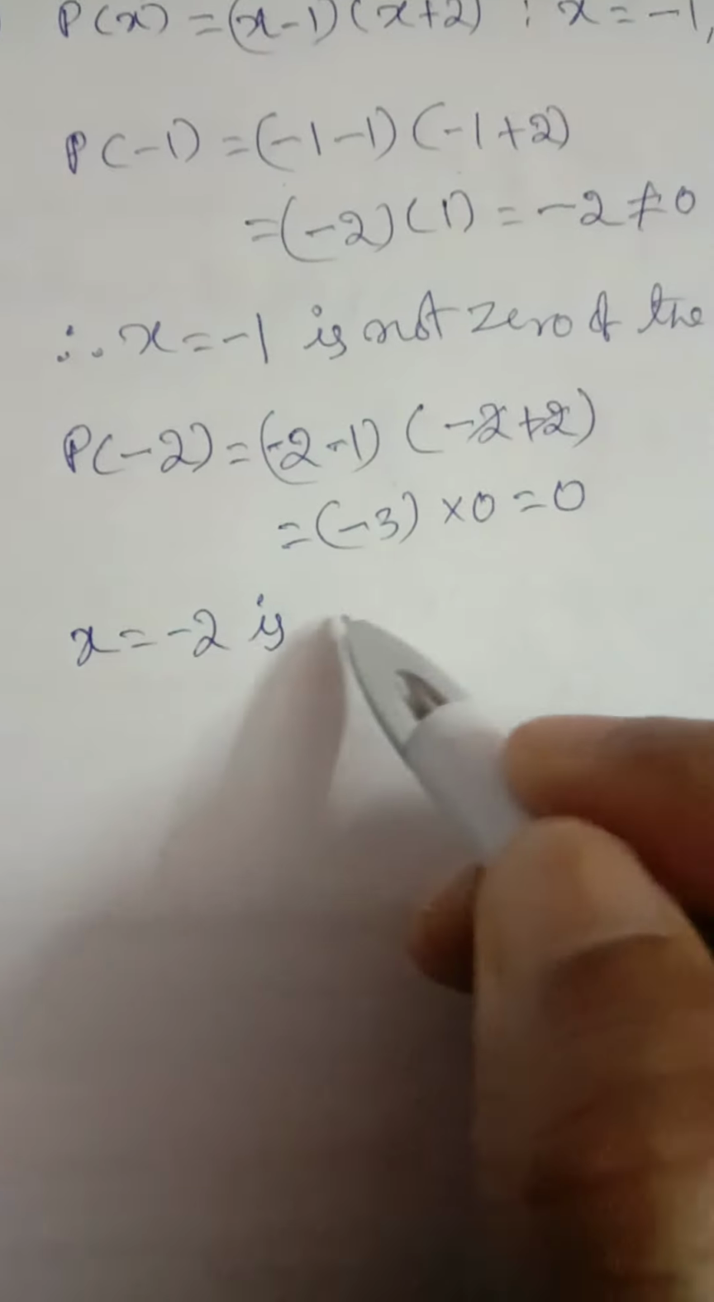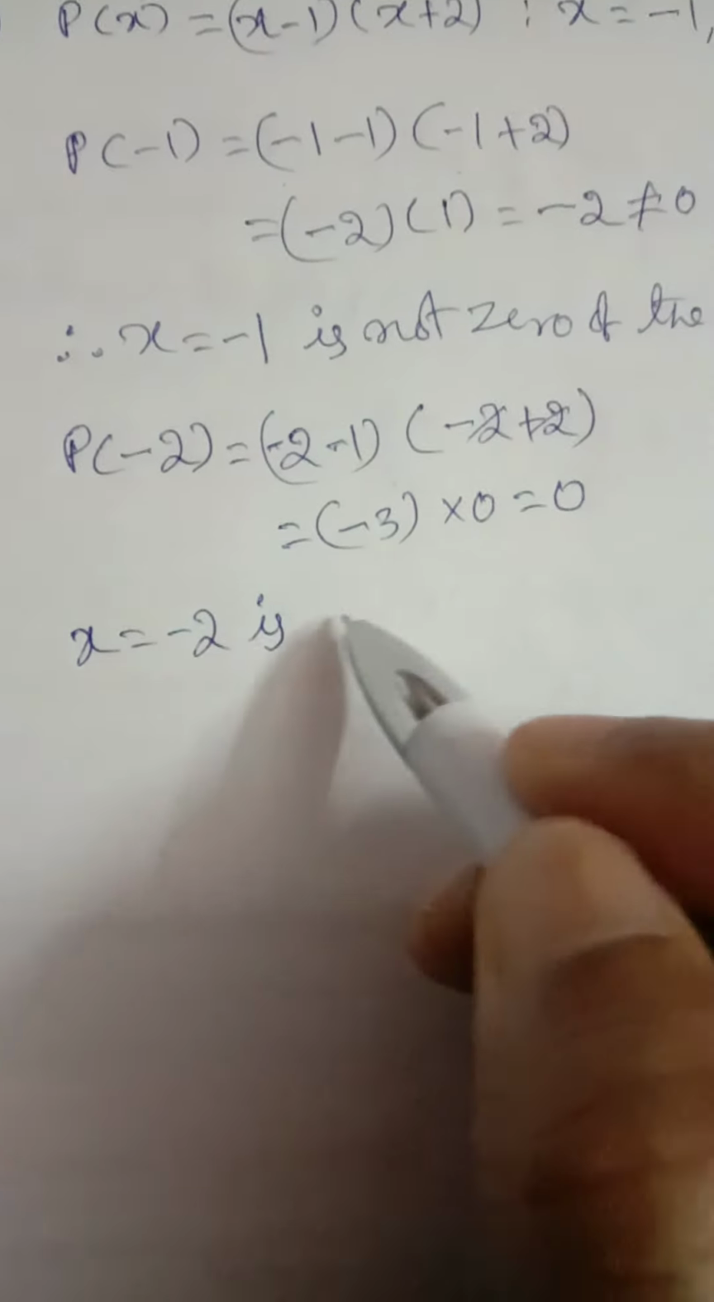Next, question number 5. P of y is equal to y square, y is equal to 0. P of 0 is equal to 0 square, which is equal to 0. Therefore y is equal to 0 is the zero of the polynomial p of y.